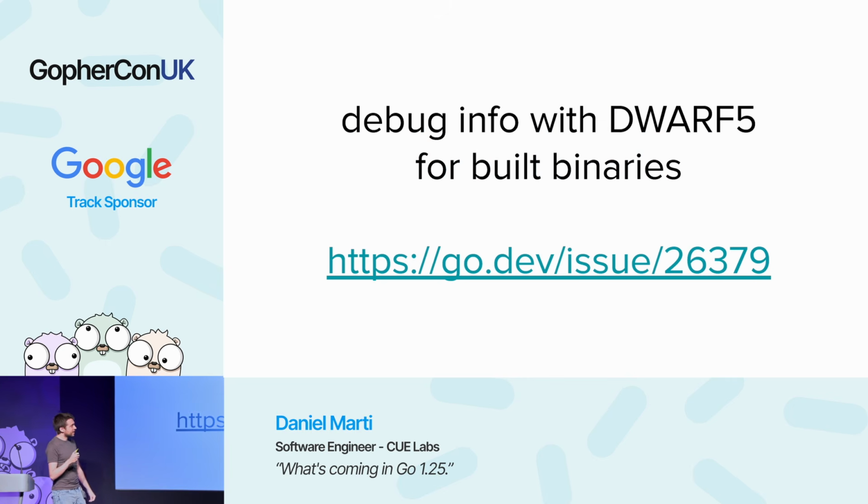Another change is the way Go binaries include debug info. This means what happens when you use a debugger to, for example, step through your program. This has always been done via DWARF information, at least on Linux and Unix systems. And there's a new version of DWARF called DWARF 5. This results in slightly smaller binaries and also slightly shorter build times because it's just a better format. I'm not going to go into more detail than that. As before, you can always go look at the issue if you want to learn more.